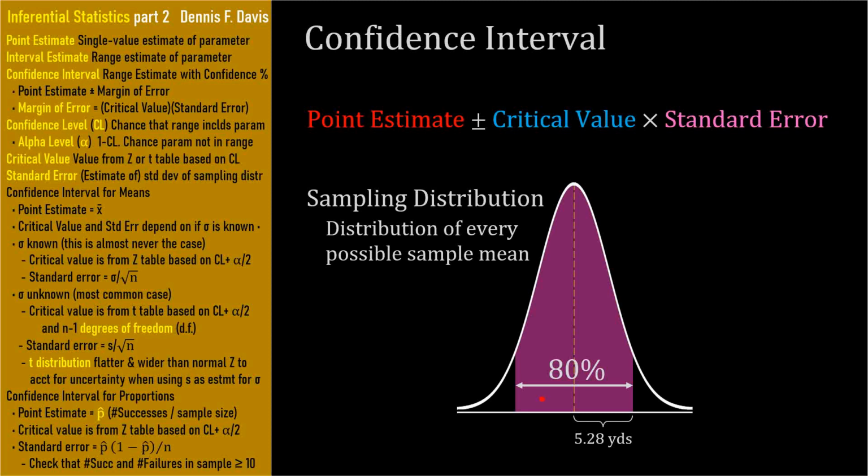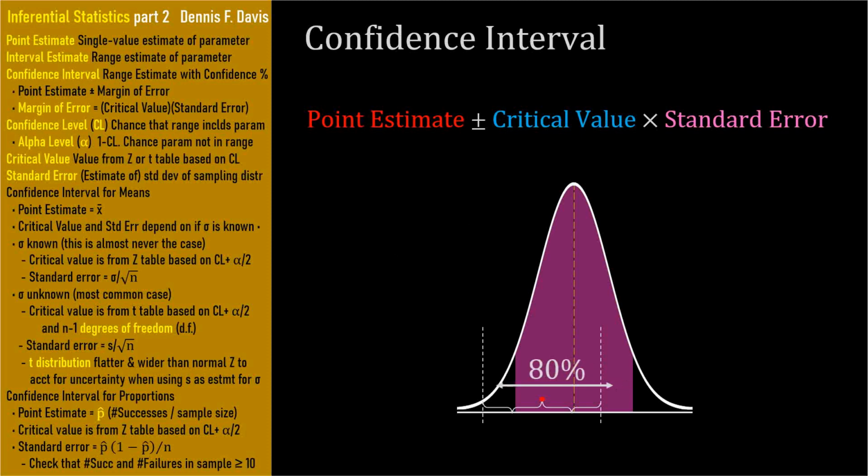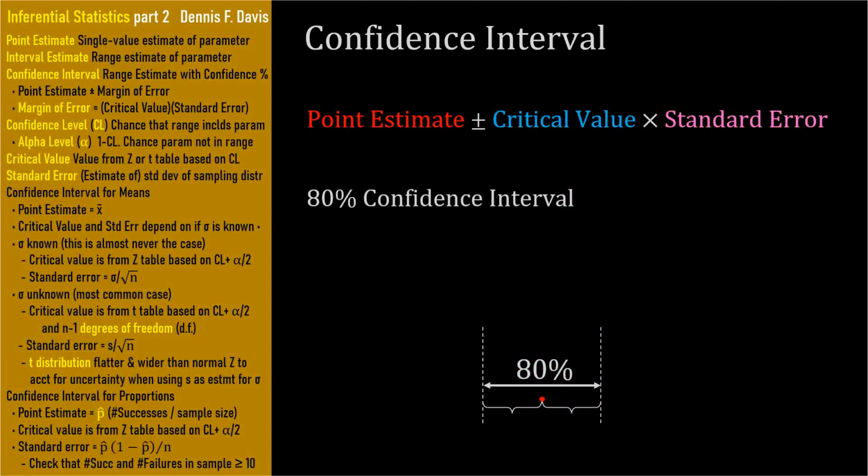Since our sample will be in the pink area 80% of the time, that means that 80% of the time it will be within 5.28 yards of the true population mean, mu. So if we take our sample mean x bar and add and subtract the margin of error from it, 5.28 yards in this example, that will bracket an interval that's 80% likely to include the true population mean, mu. We don't know mu, but it's 80% likely to be in this interval, point estimate minus the margin of error, and point estimate plus the margin of error, and that's how confidence intervals work.